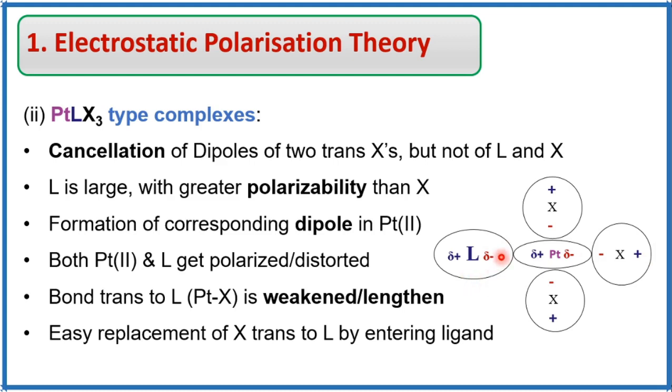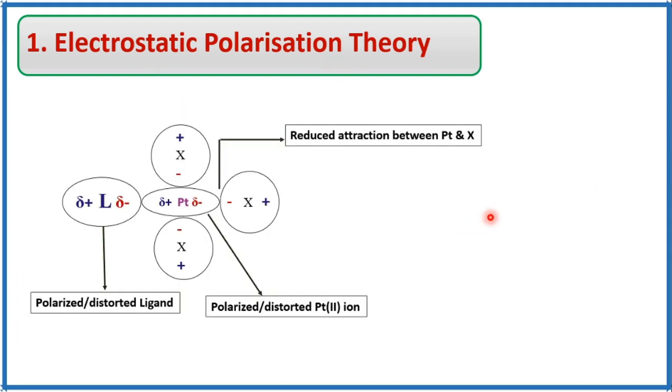So we can say that L has a greater trans effect. Therefore, the incoming ligand easily replaces this X and occupies the position trans to L. In this way, we can explain the trans effect with respect to the electrostatic polarization theory.